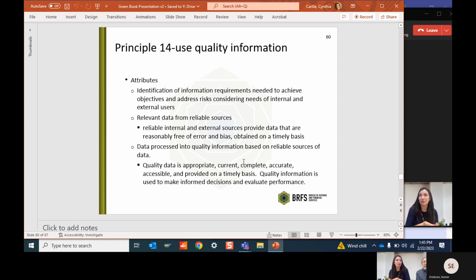And the reason that that's so important is because a lot of times this information is used by people in leadership to make very important decisions. So you want to make sure that they have the best data at their fingertips. If something isn't provided to them on a timely basis, then their decisions may not necessarily reflect the needs of the entity in real time, essentially.